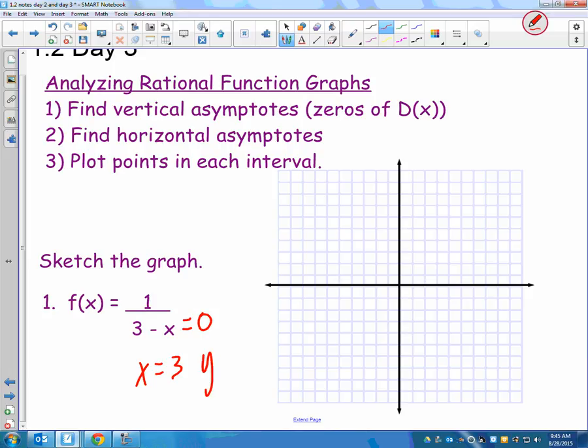What's this one going to be? The degree of the numerator: there's no x up there, so the numerator degree is 0. The denominator has an x, so the numerator degree is less than the denominator degree, which means it should be y equals 0. All right, so you've got to know those rules.